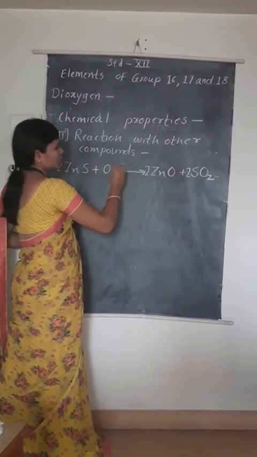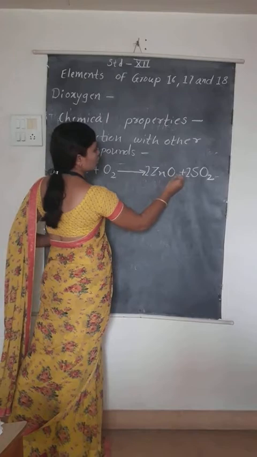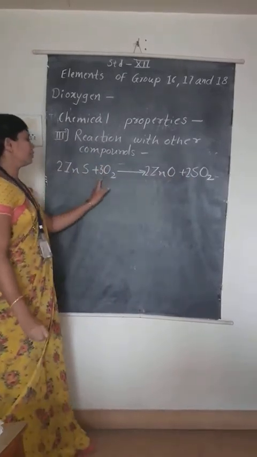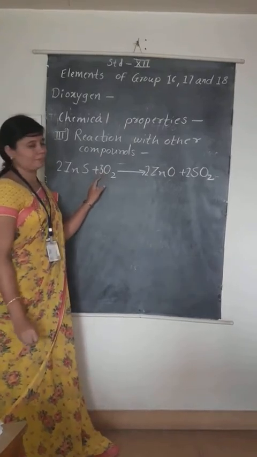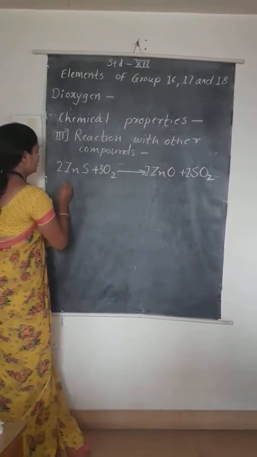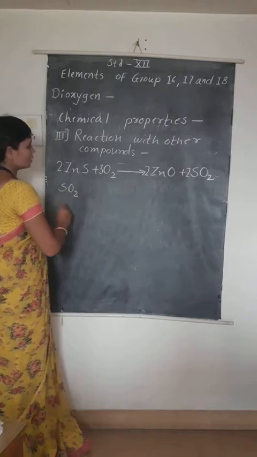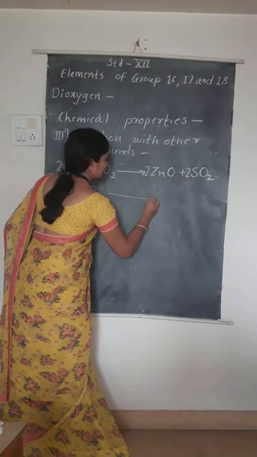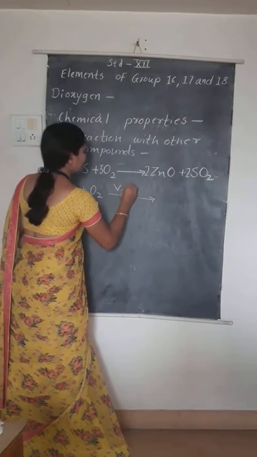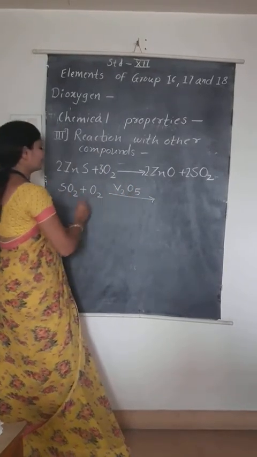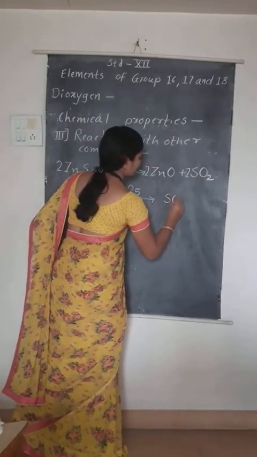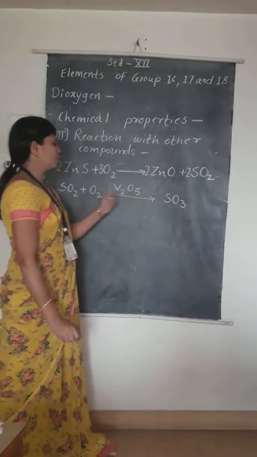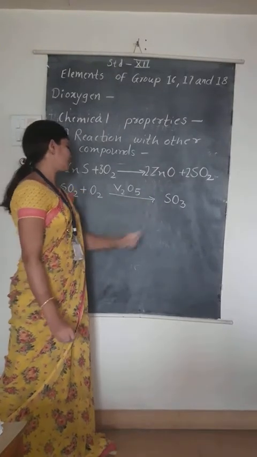Now number of oxygen atoms on product side 2 + 4, 6. To balance oxygen atoms, take here coefficient of oxygen as a 3. Then sulfur dioxide, when it is oxidized in presence of vanadium pentoxide as a catalyst, it gives the formation of sulfur trioxide. Sulfur dioxide gets oxidized to form the sulfur trioxide.